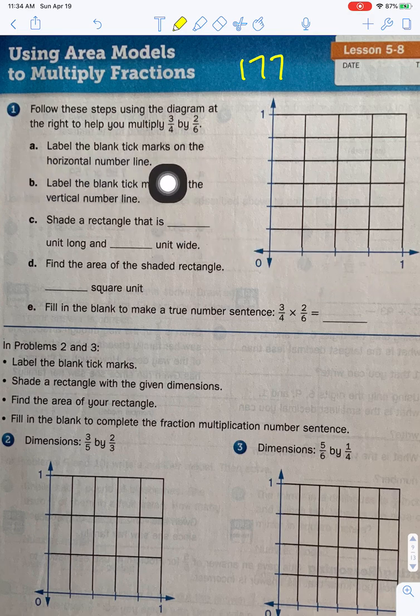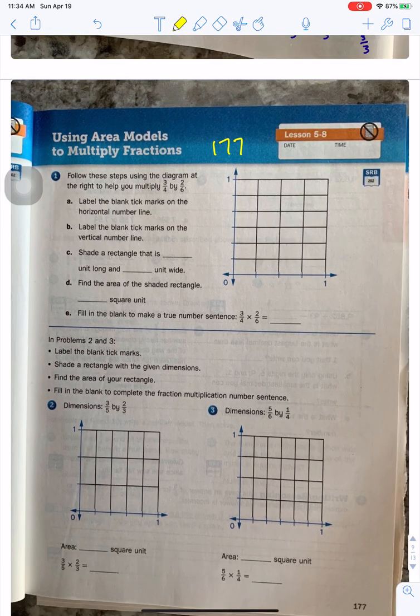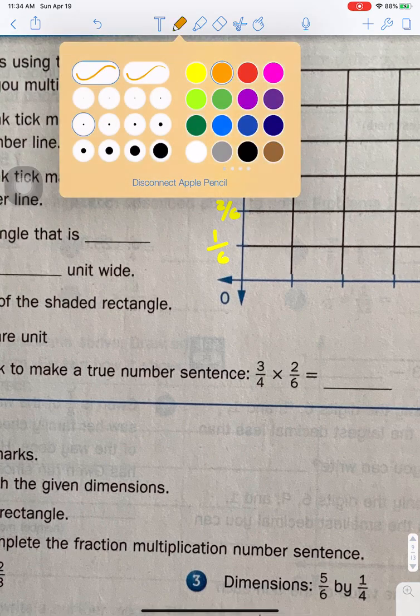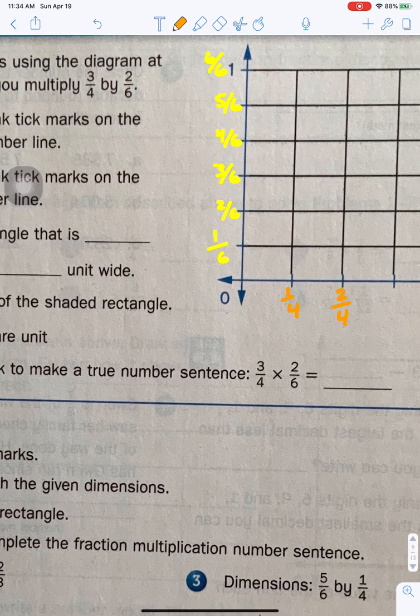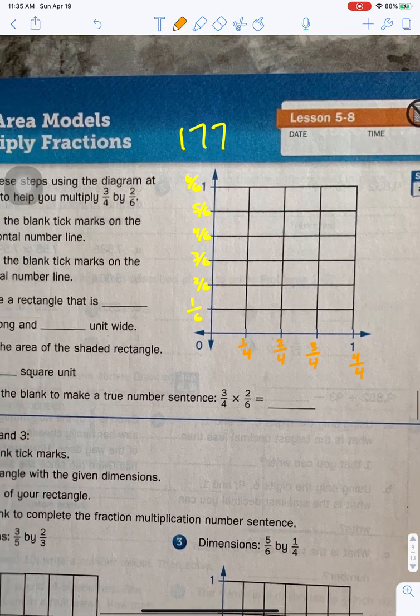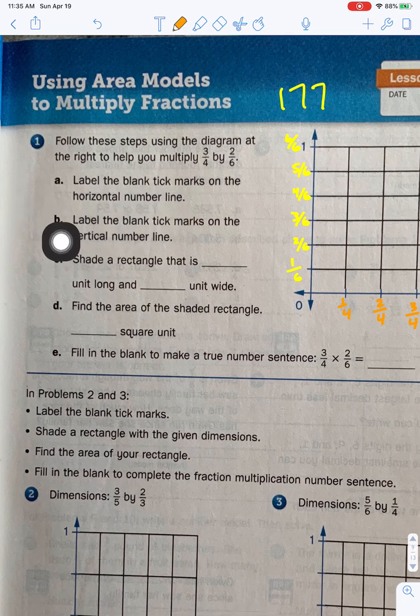A, label the blank tick marks on the horizontal number line. So I'd like you to press pause and do this on your own. Part B, label the blank tick marks on the vertical line. Okay, so we did this on the horizontal and the vertical line. So we're done with these two. Shade a rectangle that is, okay, so we're going to look up here, 3/4 by 2/6.